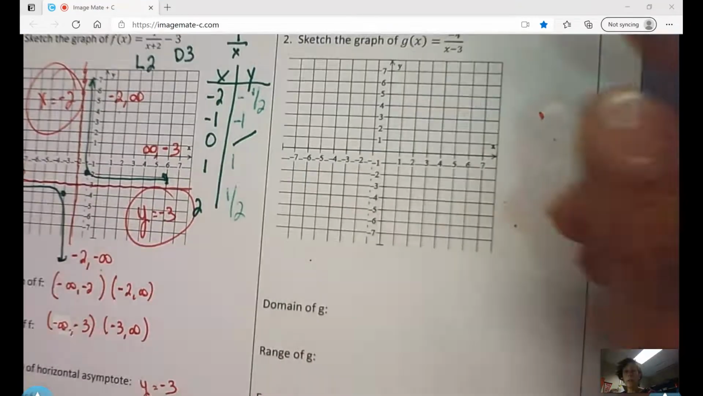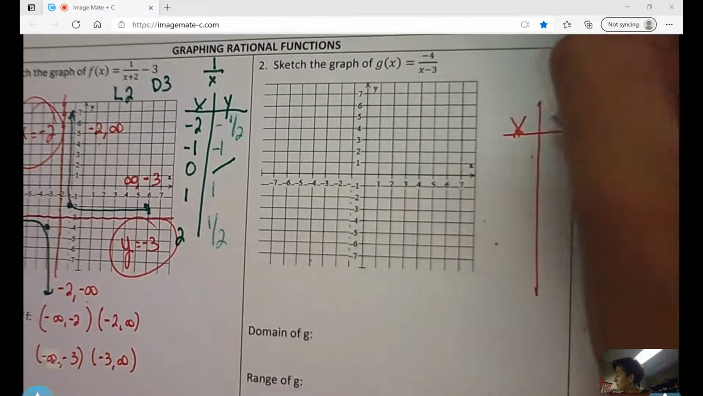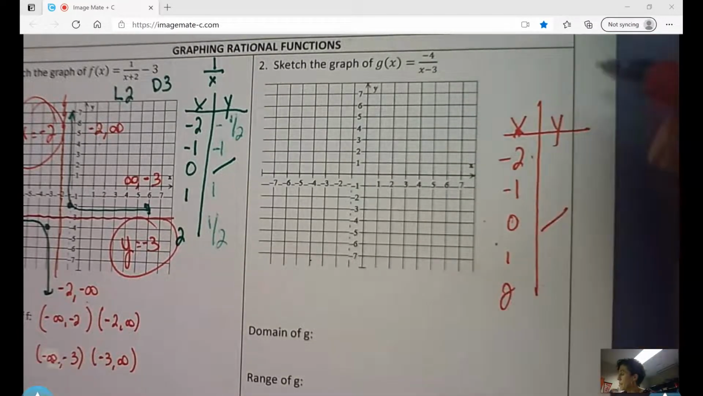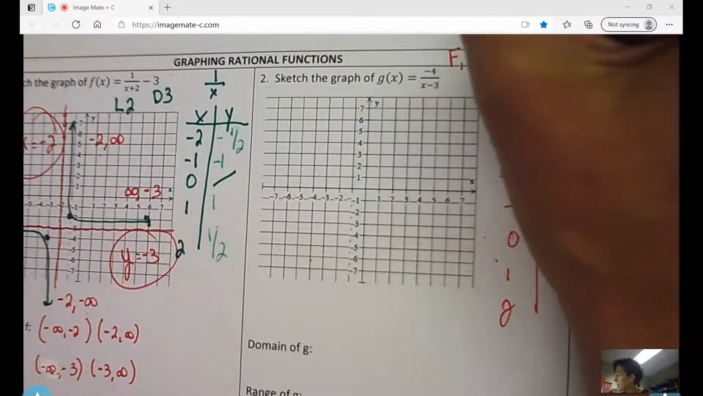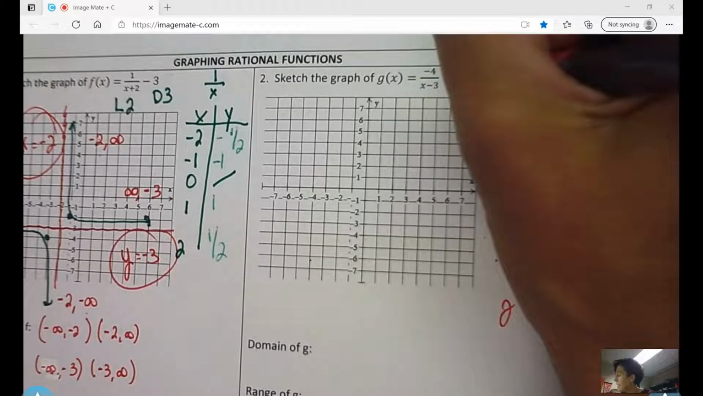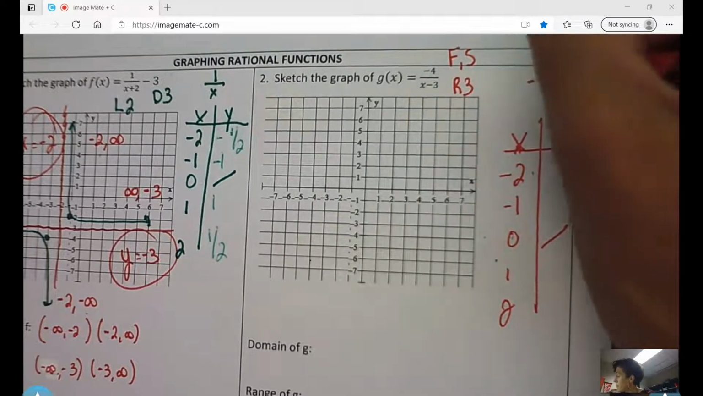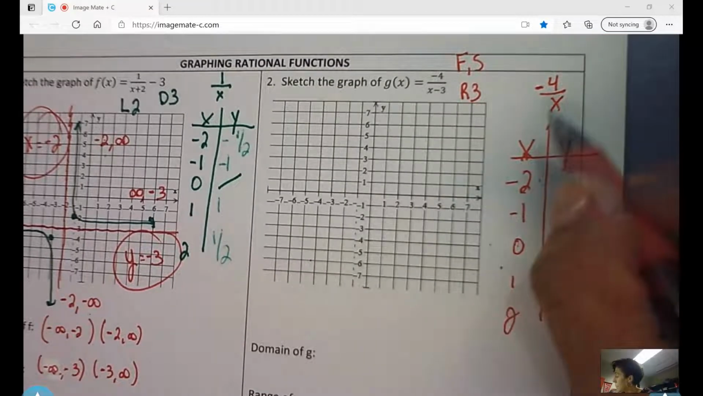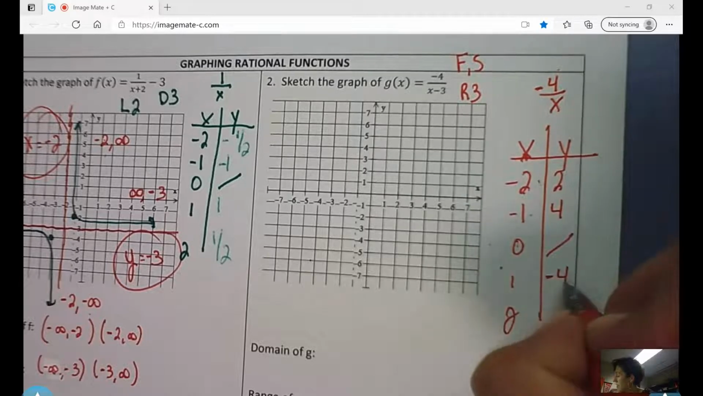All right, this one, here goes my graph. We're going to make my table. Again, 0 doesn't happen. We will have a flip and a stretch because of the negative 4, and then everything will go right 3. So I will use the flip and the stretch in my table, and if I put negative 2 in here, I get 2, put negative 1, we get 4, and then these are just the opposites.